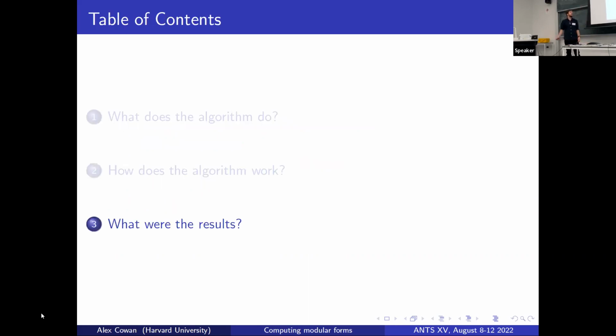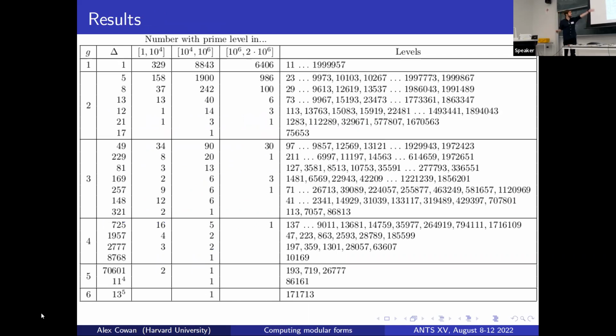Okay, so at this point, it's time to talk about the results. And so this section only has one slide. It's this huge table, so I'm not going to touch it. But what the code did is that we ran it up to level 2 million. So the LMFDB ended at level 10,000, and we extended that to 2 million. Up to level 1 million, we did this verification that there are no extra modular forms of degree 7 or more. For 1 million to 2 million, we didn't do that verification. So yeah, there could be.